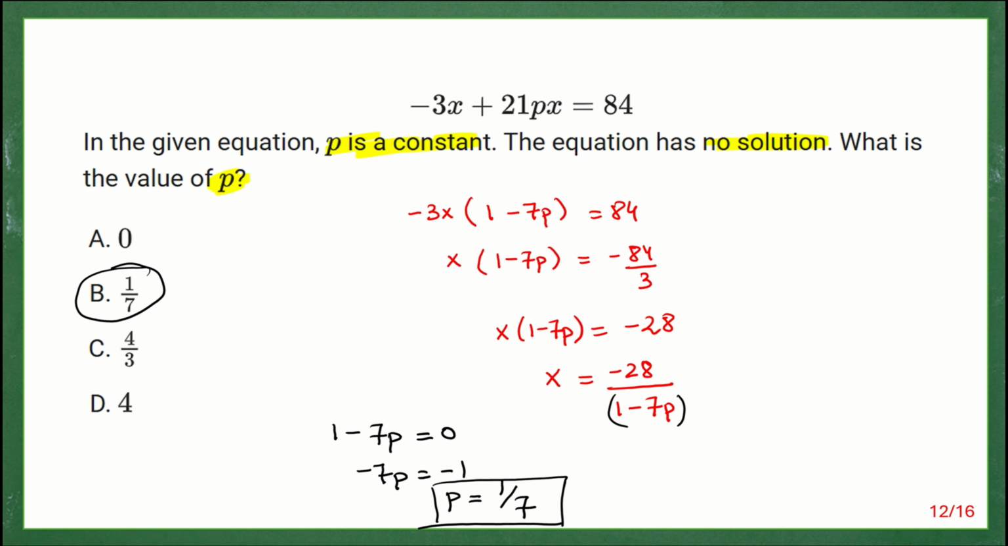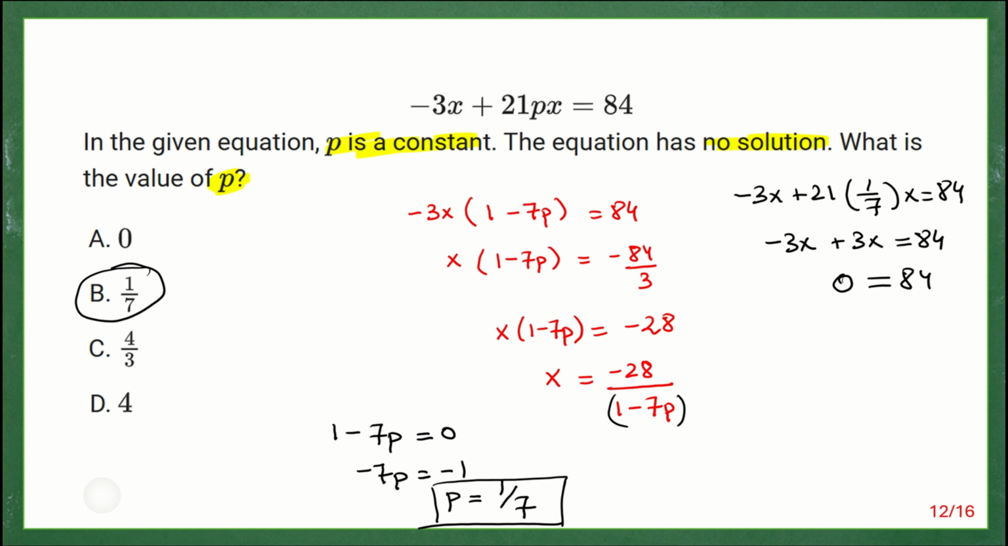A quick way of doing this problem is to plug this value into the above equation. If I plug in p equals 1 over 7, the equation becomes minus 3x plus 3x equals 84, and they cancel out. So the equation is giving us a false statement, meaning that it doesn't have any solution.